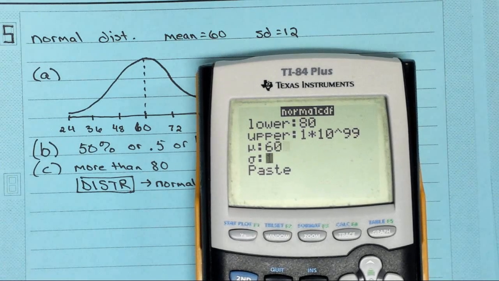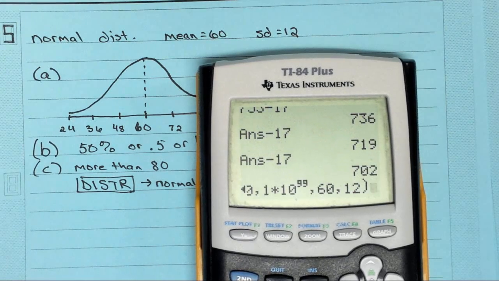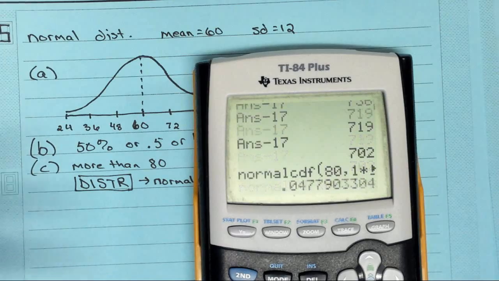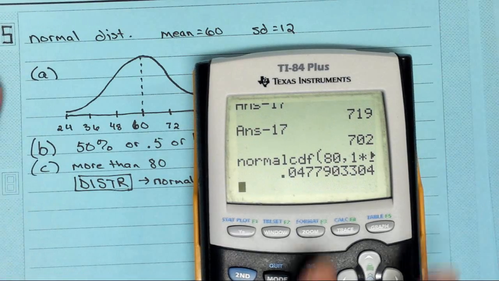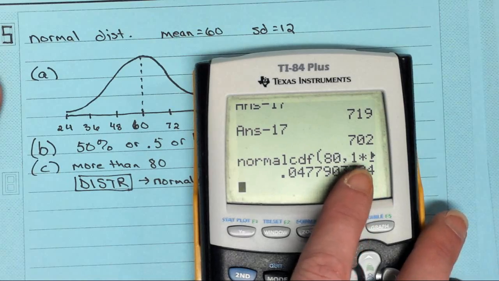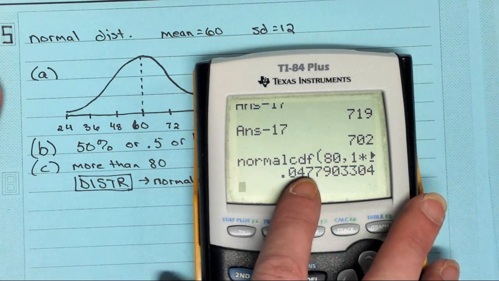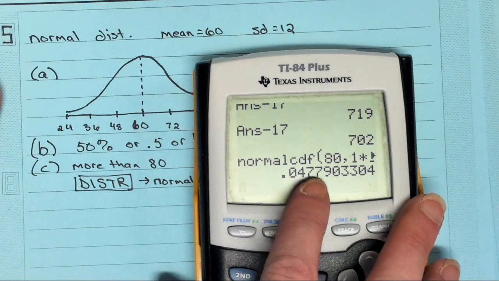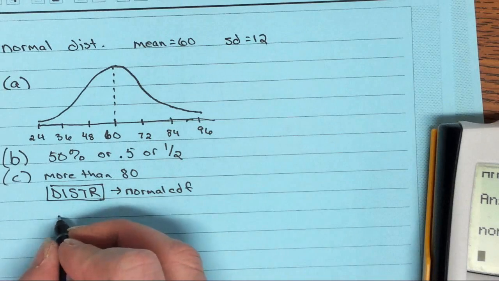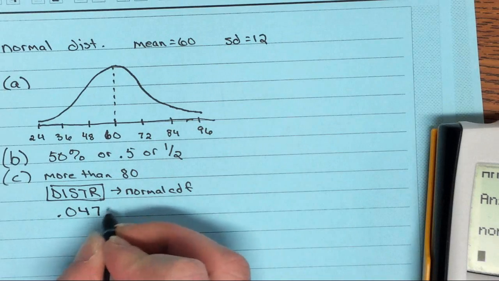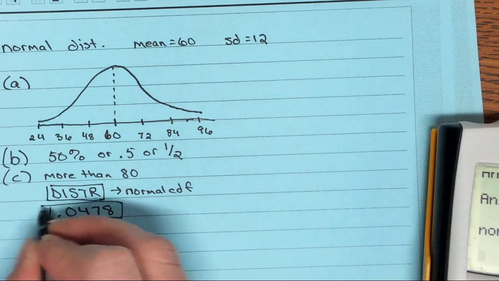That weird U-ish shape is the mean. Circle hat. 12. And it fills in a formula for you, and it says 0.0477. Now, you could write all of them, or 3 significant figures. 1, 2, 3, so 0.0478. Done.